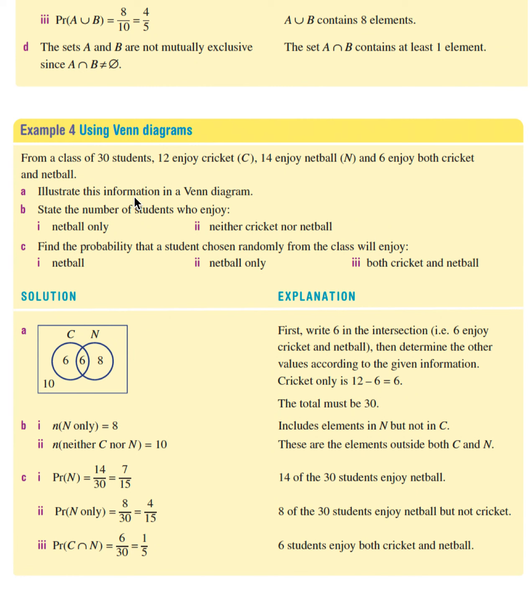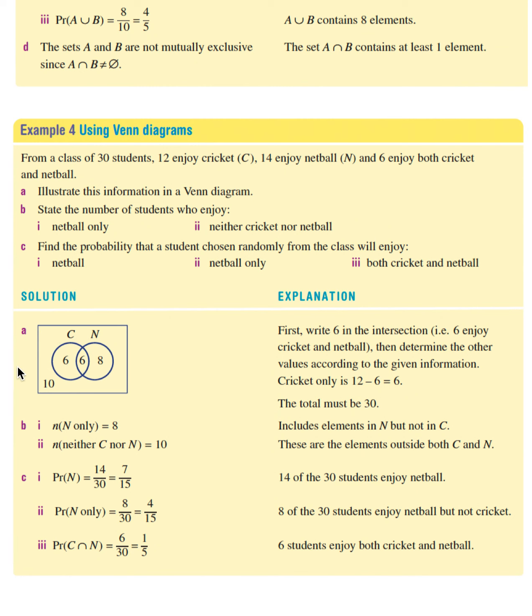So we know there's 30 students in total. If we add all of these up, we have 12 and 14 is 26. 26 plus 6 is going to get us to 32. So that's more than the total number of students in the class. So what we need to do is think about it in terms of, well, there's 6 that enjoy both, so the 6 are included in this 14 and this 12.